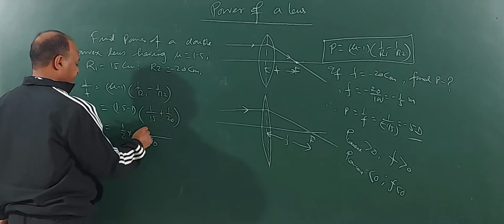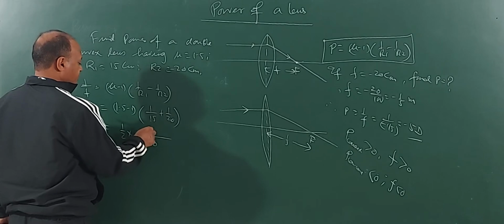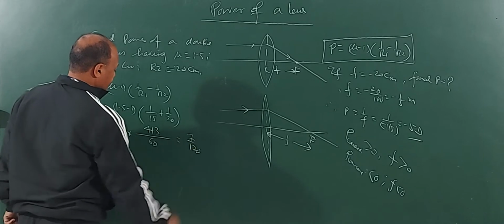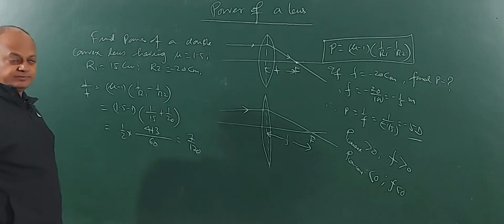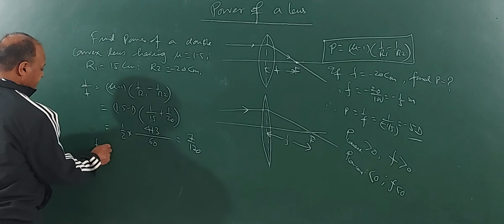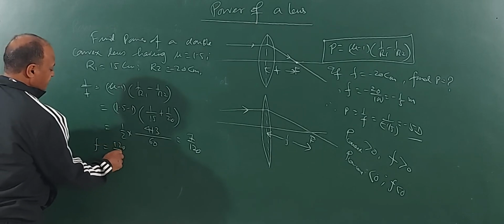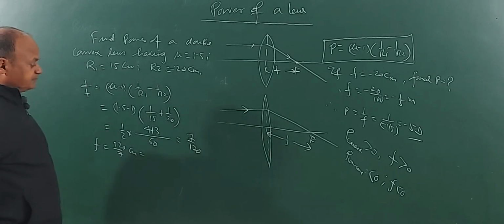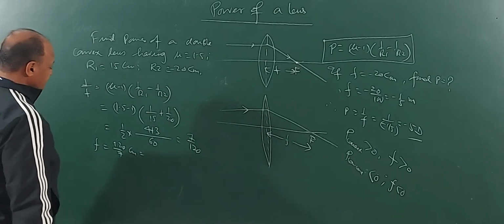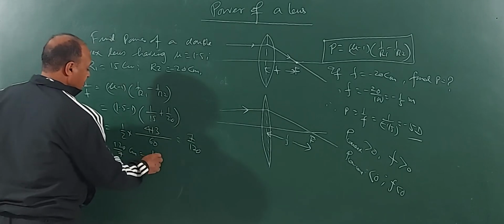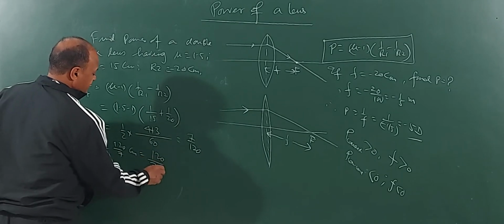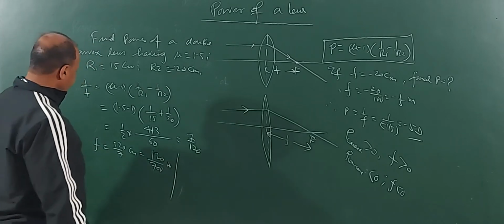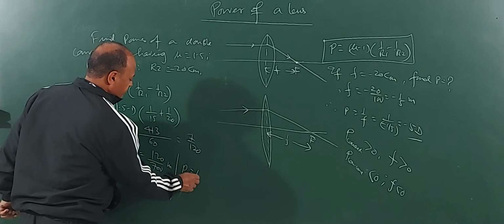So we have 4 plus 3, so you have 7 by 120. That is what? 1 by f. So f is how much here? 120 by 7 centimeter. We need to convert into what? Meter. Clear? So it will be 120 by 700 meter. Clear? Now power will be 1 by f.